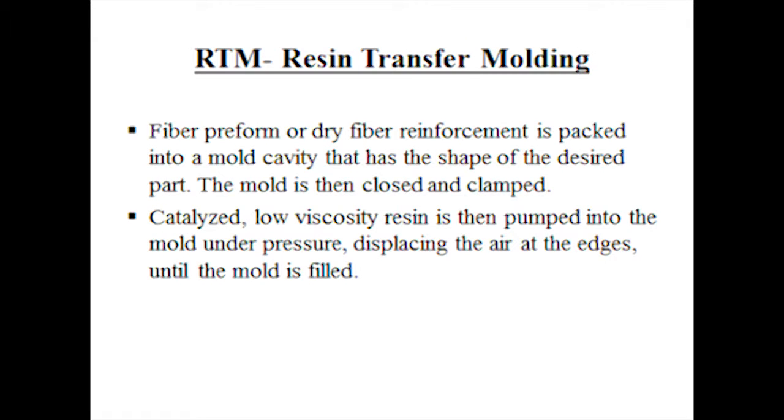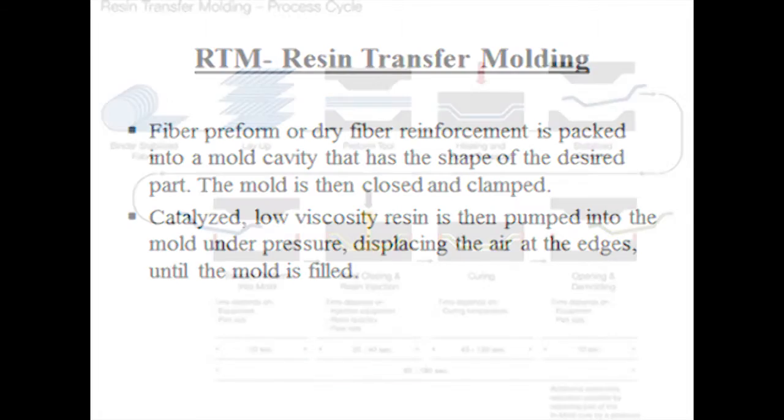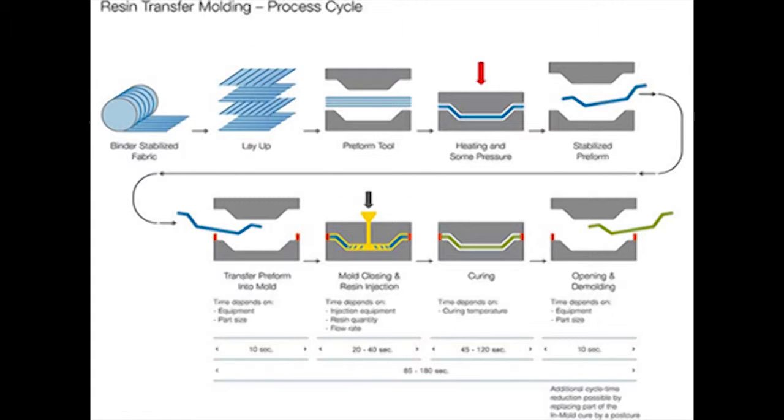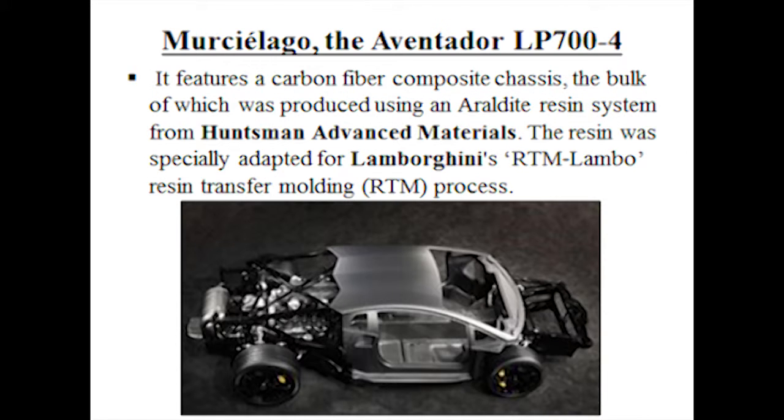Next one is RTM, that is resin transfer molding. The fiber preform or a dry fiber reinforcement is packed into a mold cavity that has the shape of the desired part. Here first the fabric is layered and transformed into a stabilized preform. Then the preform is transferred into the mold and the resin is injected into it, followed by the curing process. The Murcielago and Aventador LP700-4 are manufactured using the RTM process with Araldite, that is LY5052.